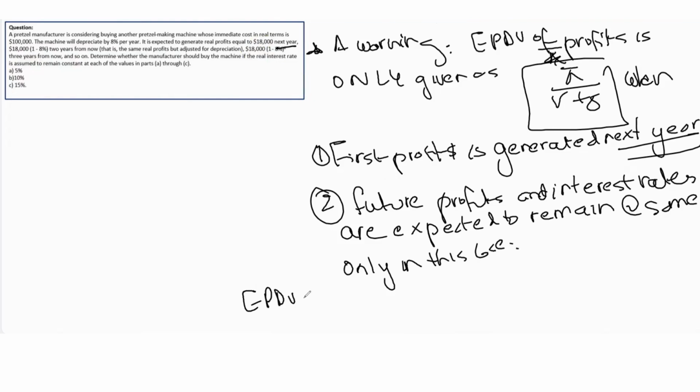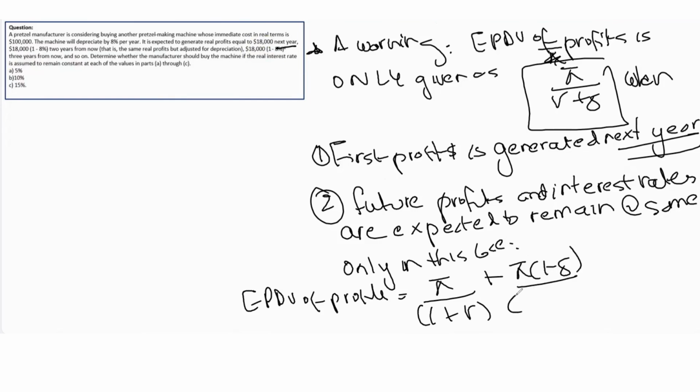the expected present discounted value of profits would actually just turn out to be this sum, right? So you have pi being generated next year, which you discount by 1 plus r, and then you have pi times 1 minus delta for the year after that, discounted by 1 plus r squared. And then you have pi times 1 minus delta squared over 1 plus r cubed, and so on. In that case, the sum is equal to pi over r plus delta, and the text talks about how we derive it using a geometric series. But just keep in mind that this formula only applies in the case of static expectations, where future profits and interest rates are expected to remain at the same level forever, as we had in this question.